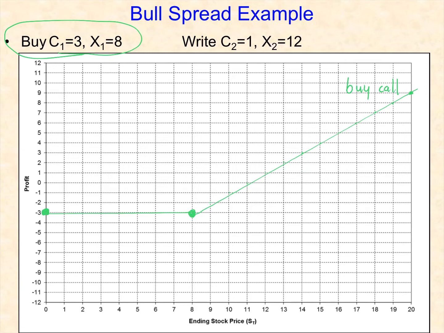Next, we'll plot the profit from the second option. We'll do that in red. Here we're going to write a call with a premium of $1 and an exercise price of 12. So we're going to collect or pocket that $1 premium, and for any stock price less than 12, the option expires out of the money and we will simply pocket the premium.